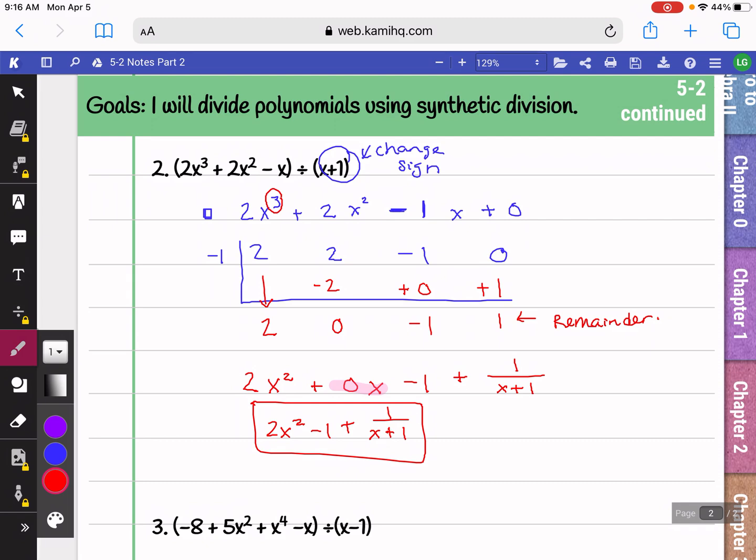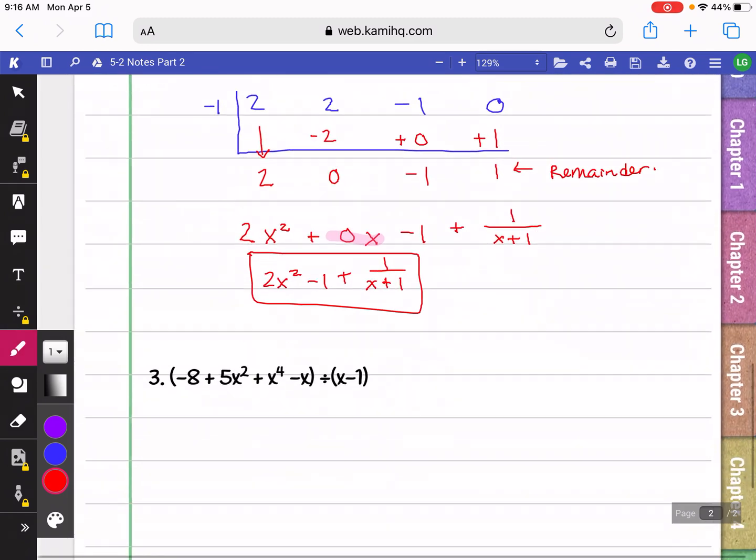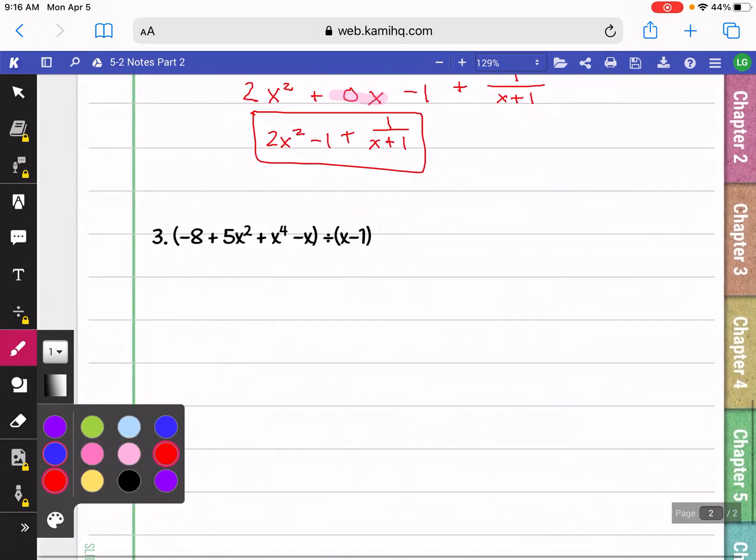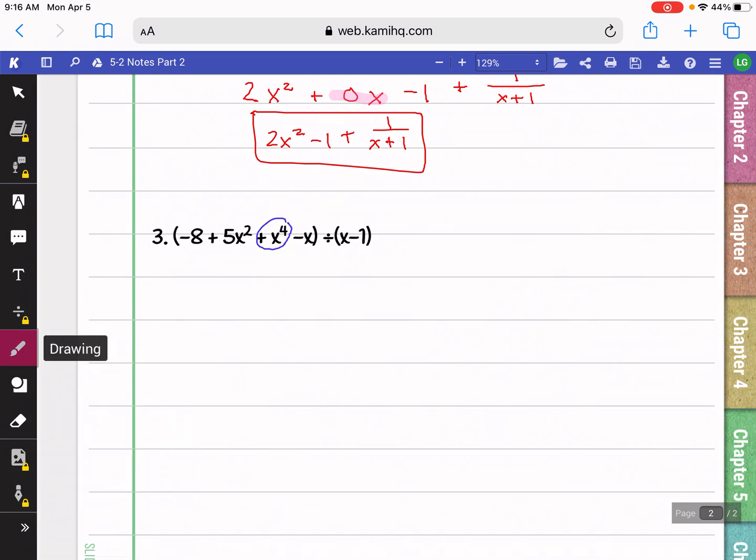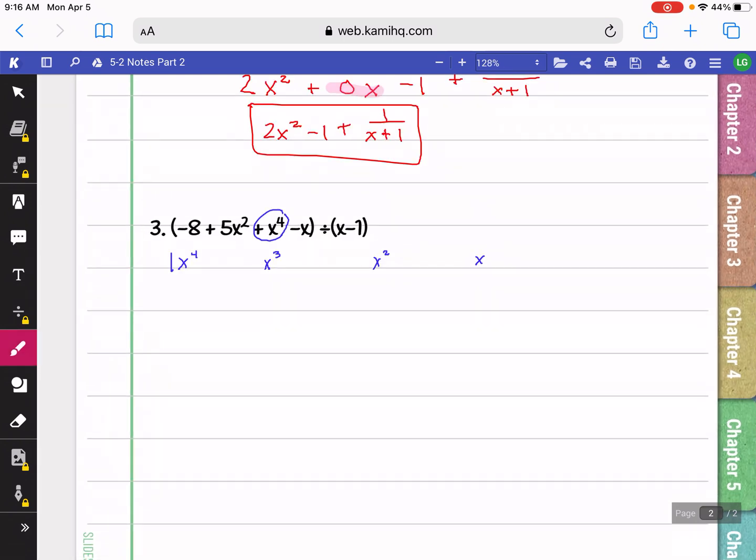We're going to practice one more problem. So on this next problem, the highest one is x to the 4th. So I'm going to start rewriting it. So after x to the 4th should be x cubed, then x squared, then x, then our constant. So here I'm going to put the 1x to the 4th first. Notice there's no x cubed, so I'm going to put a 0 placeholder for that one. Then after that would be the 5x squared, then the minus 1x, then the minus 8.